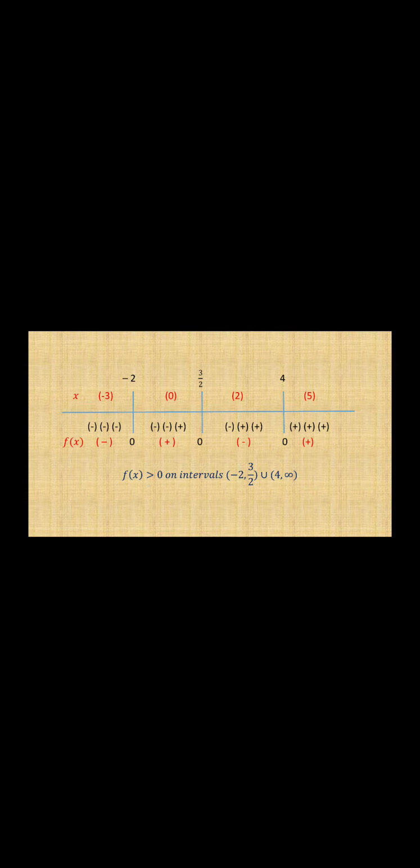So f of x greater than 0, positive, on intervals. So here these two intervals for positive, from negative 2 to 3 over 2, union 4 to infinity. This is the first part. And for f of x here, the question asked about positive, not negative. But we can talk about negative when we are asked about the other two intervals. Let's talk about example 3.